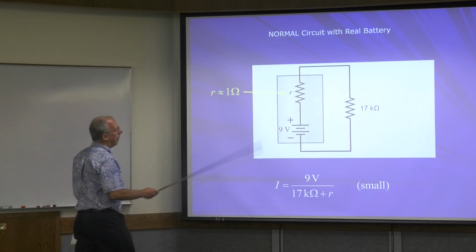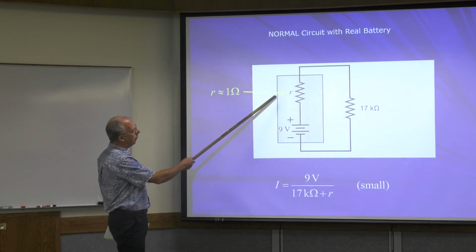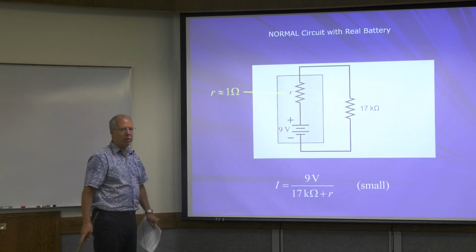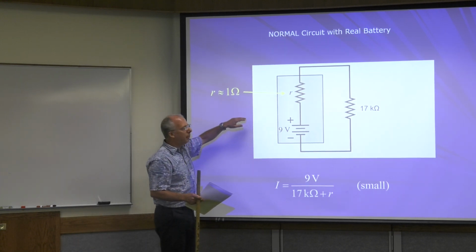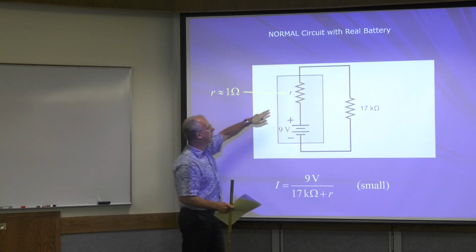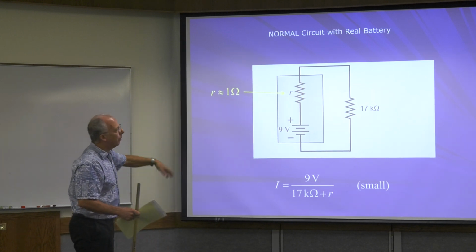So here's a real battery. And you notice it has a little bit of resistance, usually like an ohm or so. It's just really small, but that's a real battery. Sometimes when we talk about an ideal battery, we ignore this internal resistance. When we want a real battery, we include it. Okay? So this is what's called a normal circuit with a real battery.